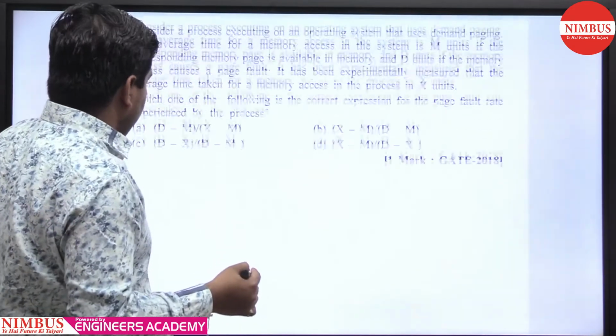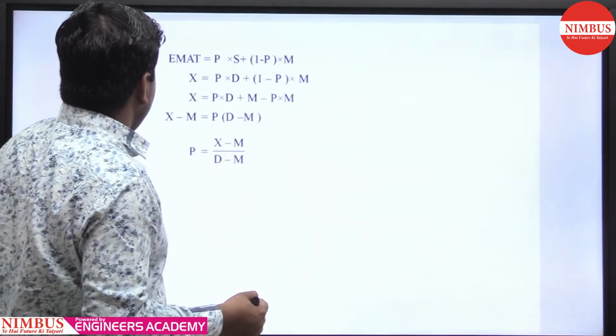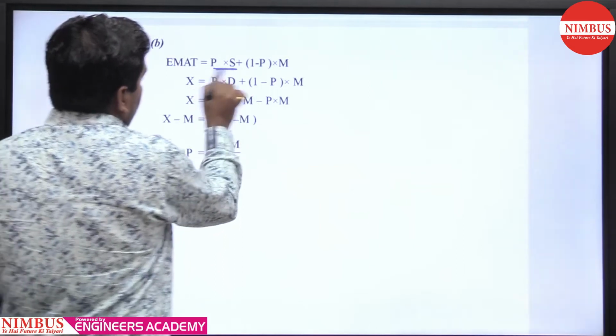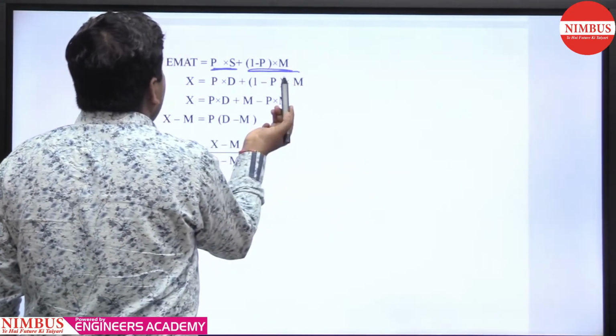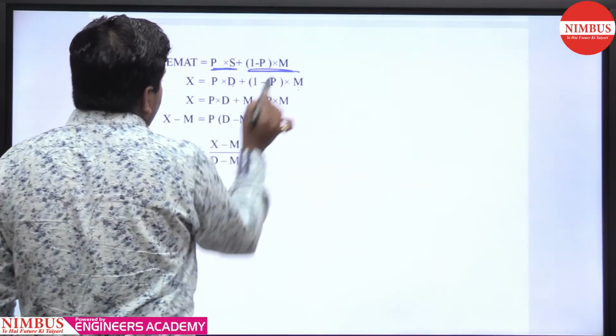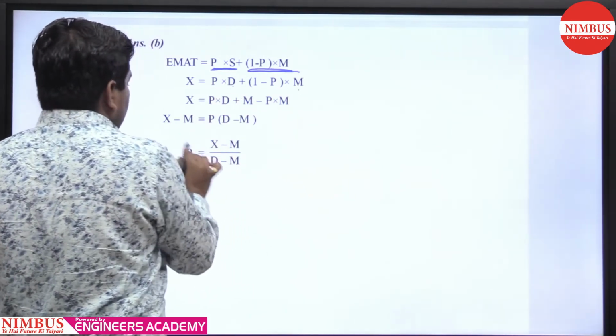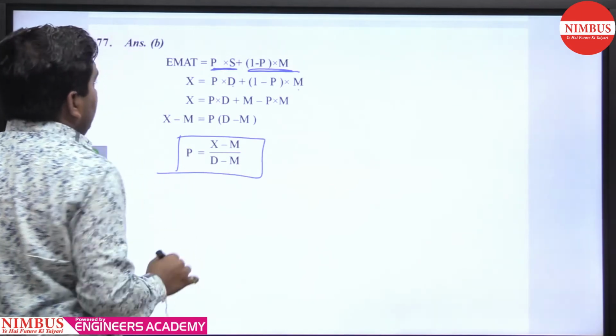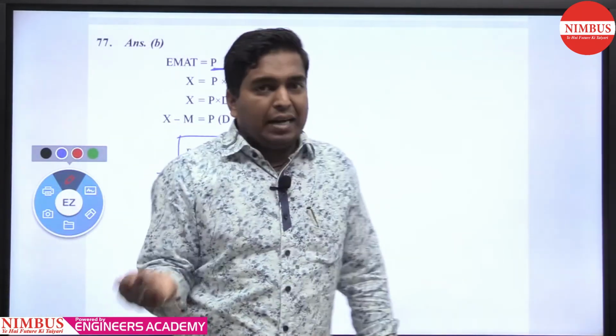Here you can see, whenever a page fault occurs, you do the page fault service. Otherwise, if there is no page fault, you can directly access the main memory. Page fault service time is D, main memory time is M. So we are getting X minus M upon D minus M. B is the right answer.